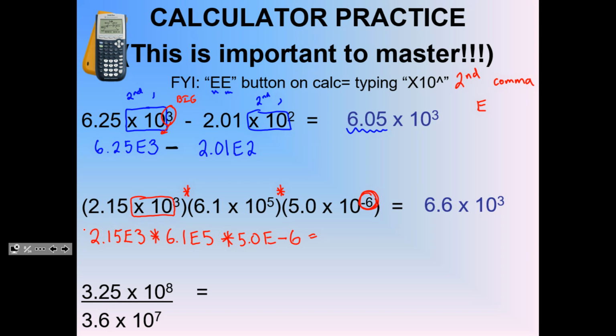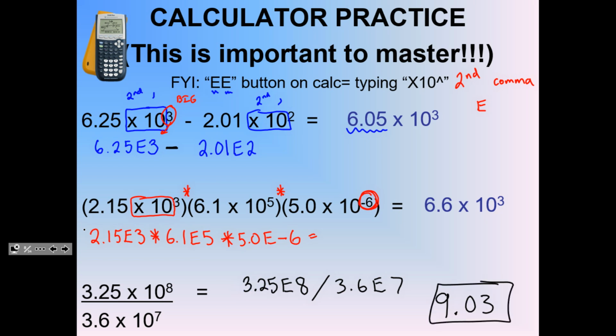And the last one, we should get, this is division, 3.25 times, that's old school, we're using the shortcut, E, and that's times 10 to the power of 8, division, 3.6, E, 7. And the answer that you get is 9.03. I'll write it over here because I ran out of space. That is how you use a calculator, and the best way to get better at it is to practice.